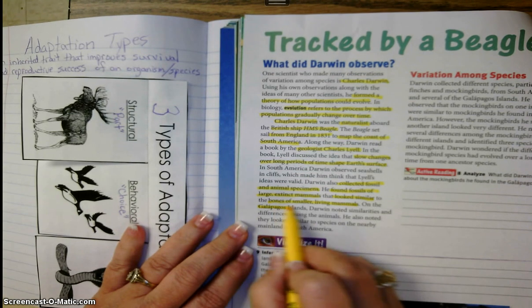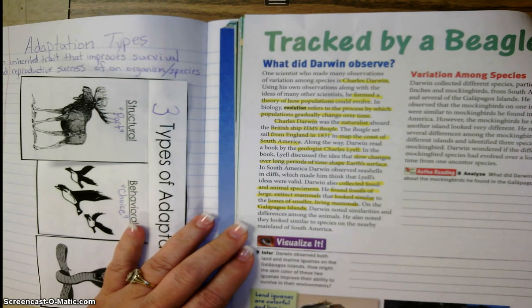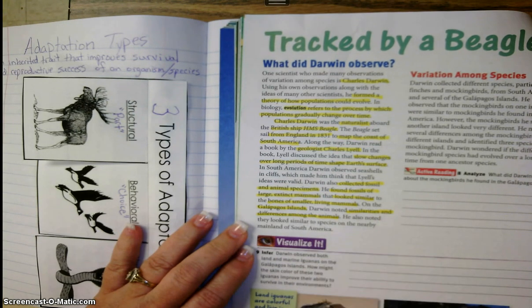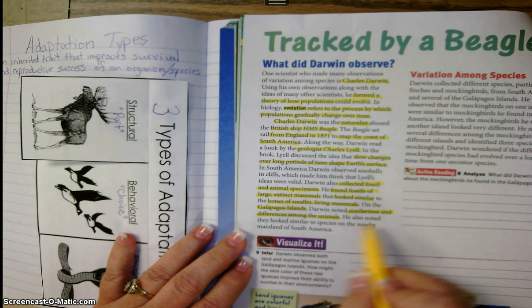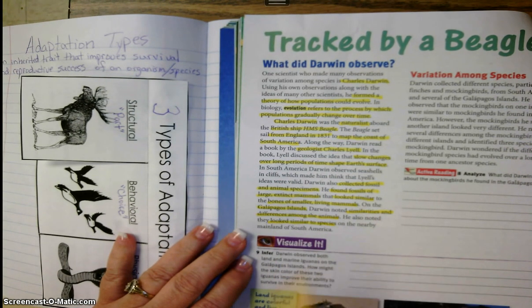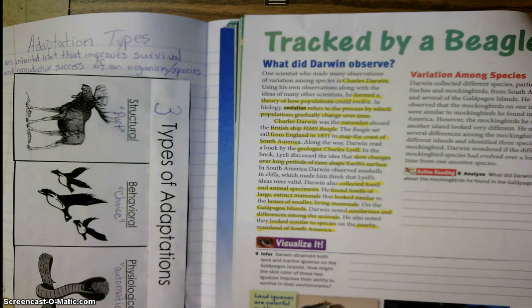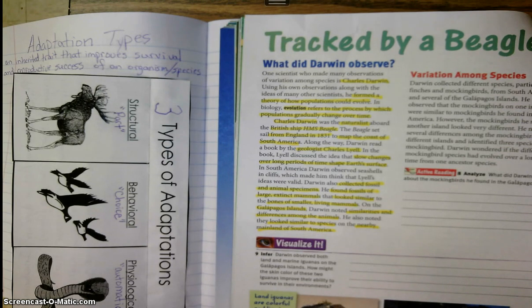And he was in a place called the Galapagos Islands, which is off the coast of South America. He found similarities and differences among those animals, but he did notice that they looked similar to species that were on the nearby mainland of South America. Now remember, he's also a geologist, and so he knows about Pangaea, the theory that the continents separated, so there might have been land from these islands that used to be part of South America, that sort of thing.